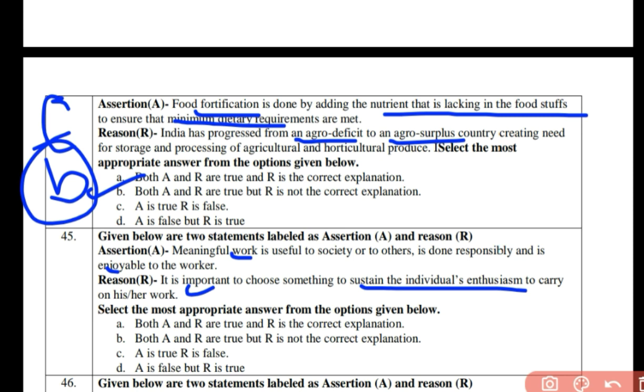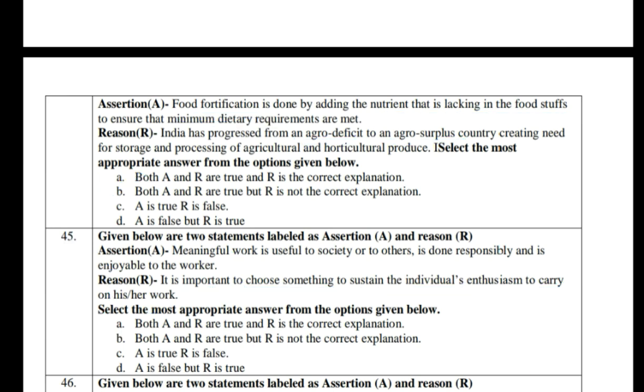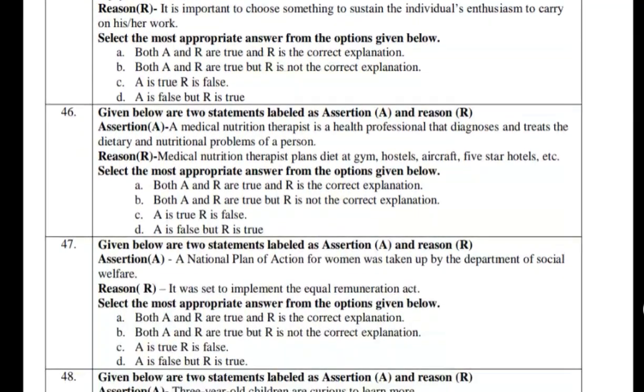But what you have to tell is whether R is the explanation of the assertion. No, the second one doesn't deal in any way with meaningful work. It only deals with the choice of one's career. So A and R both are correct, but the reason is not the correct explanation of A. So the choice here is again B. So the option for 44 and 45 both is option B.